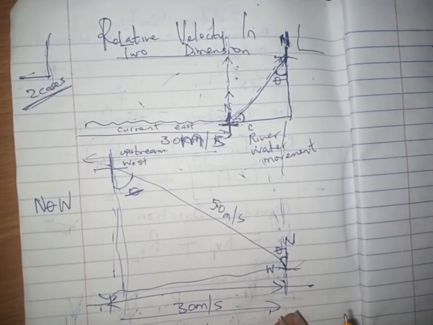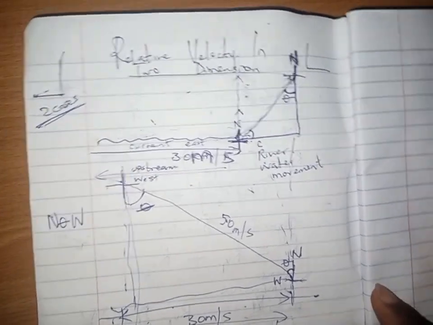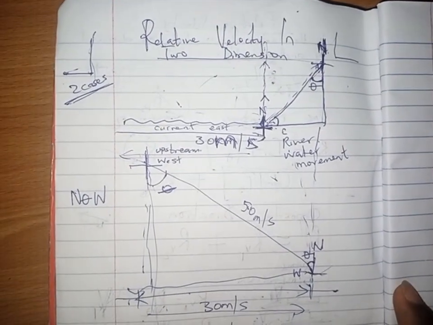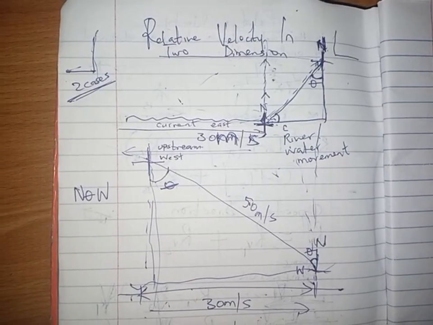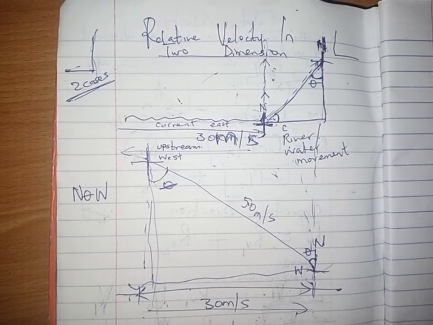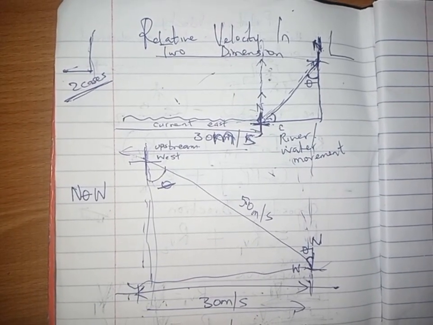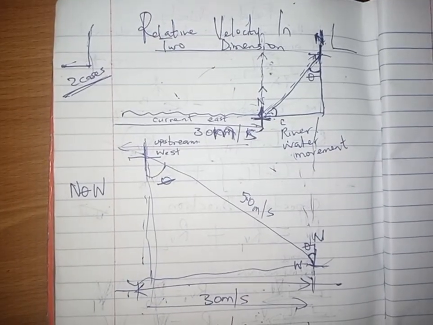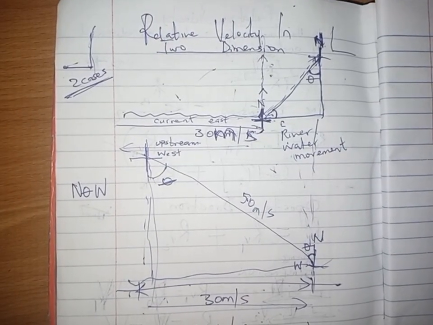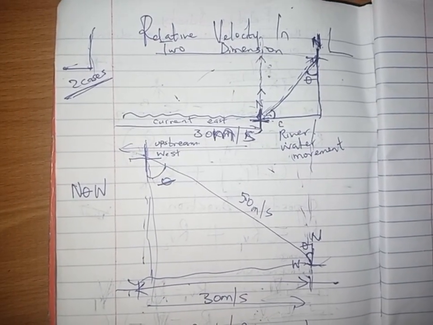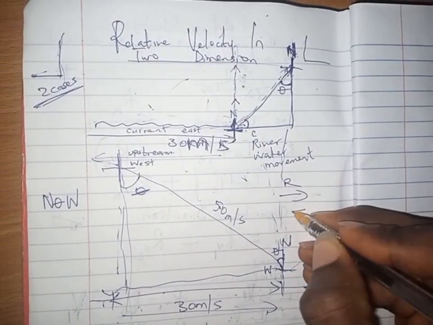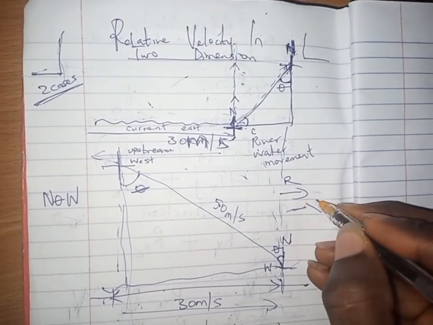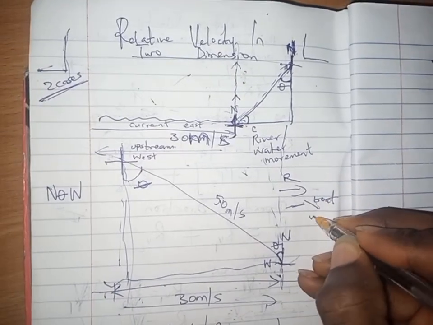So what it means is that the vector that you are going to resolve will always be resolved by looking at how the current is moving and how the boat will move. So how the river current will move and how the boat will move.